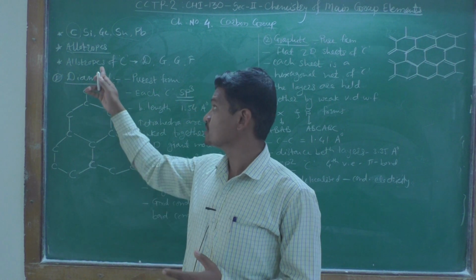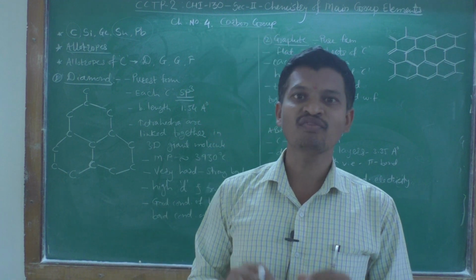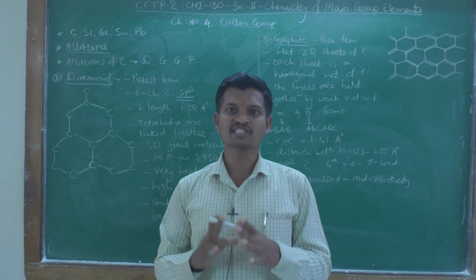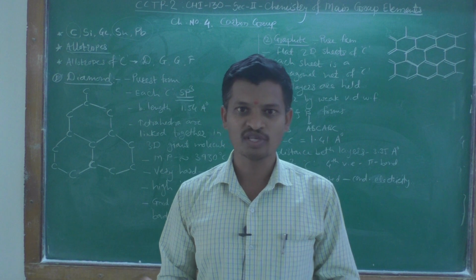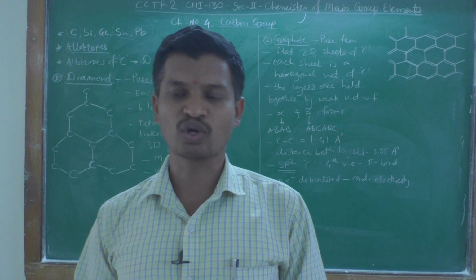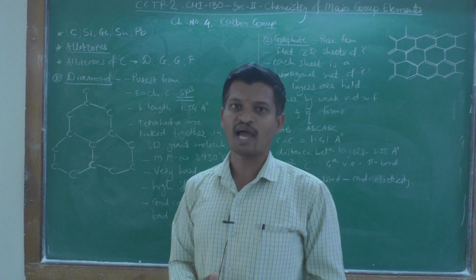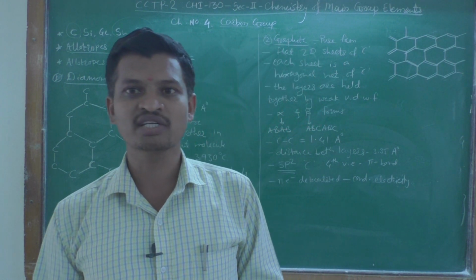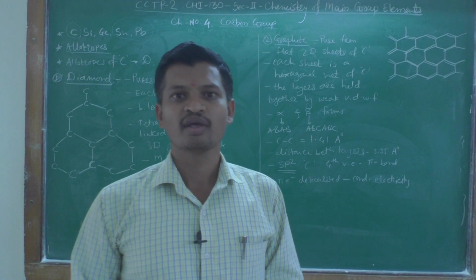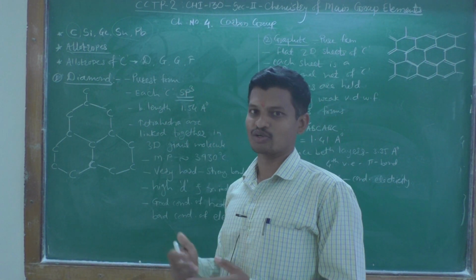Allotropes are nothing but different physical forms of the same element. When the same element exists in nature in different forms, all those forms of that element are called allotropes of that element. This phenomenon of the same element existing in different forms is known as allotropy.